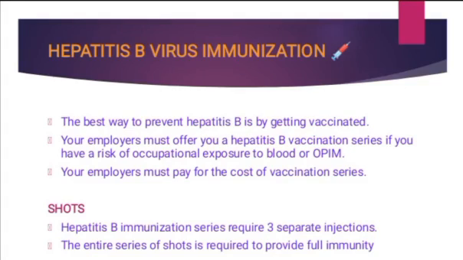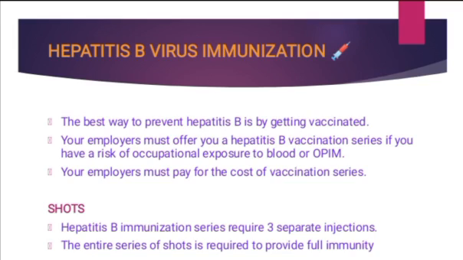Then we move on to hepatitis B virus immunization. Like we said, the best way to prevent hepatitis B is by getting vaccinated, you understand? Also, employers are expected to provide this vaccine for employees who are at risk of being exposed to blood or opium, and they are expected to give it to them for free. You understand? They expect the employers to give this vaccination to the employees for free.